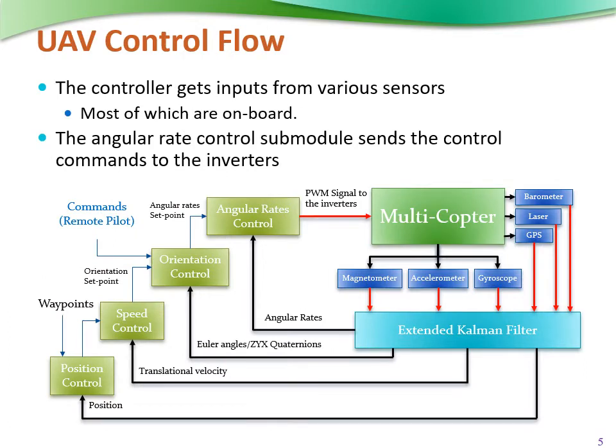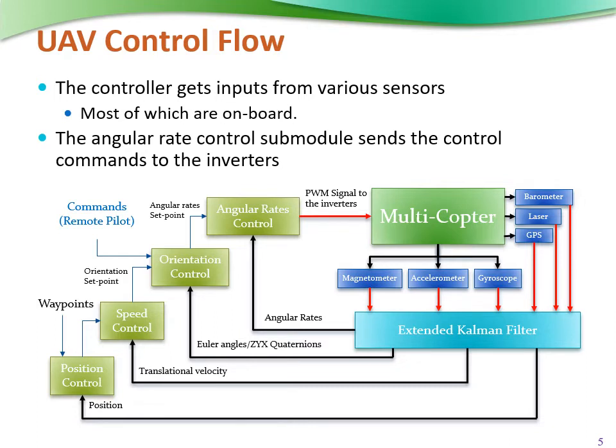Here is the detailed picture of the flight controller. This controller gets inputs from various sensors, most of which are on board. The sensors include a magnetometer, accelerometer, gyroscope, barometer, GPS, etc., that we can see in the figure. These measurements pass through an extended Kalman filter that reliably estimates different input parameters for a series of control submodules, for example position control, speed control, orientation control, and at the end, the angular rate control.